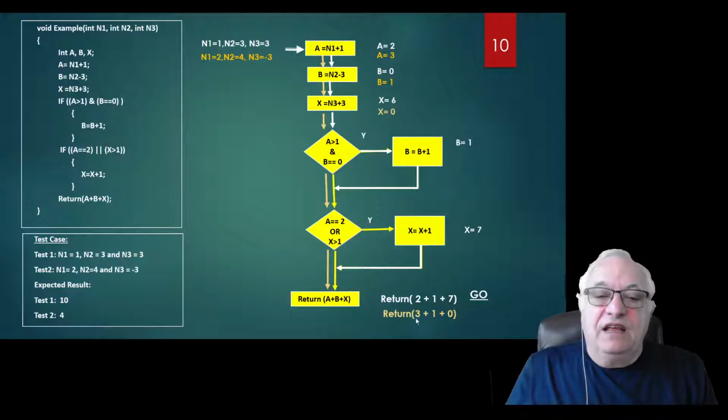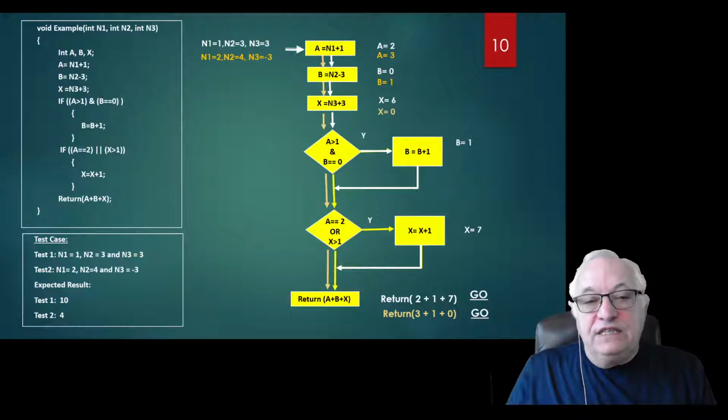And then I have a value, let's see what we return. We return a equal to 3 plus b, which is 1, plus x equal to 0, because we did not modify anything. So that gives us a value of 4, which is what we expected, and we got it. So in this case, this shows the statement coverage.